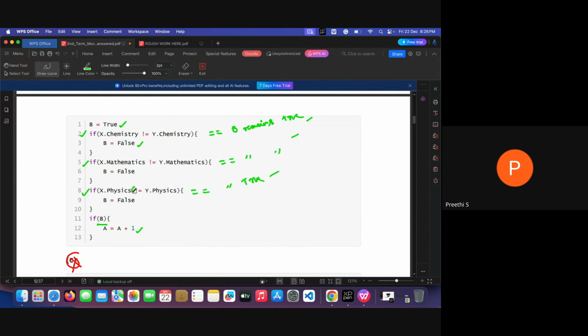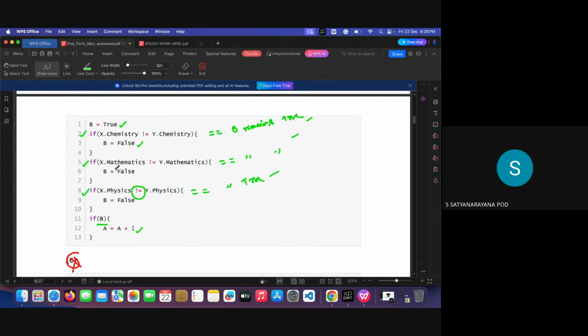See, this is not "equal." If it is equal, then it is true. Yes. See, if one subject is equal, it doesn't disturb the B value. Okay. If any one subject is unequal, it will disturb the B value.